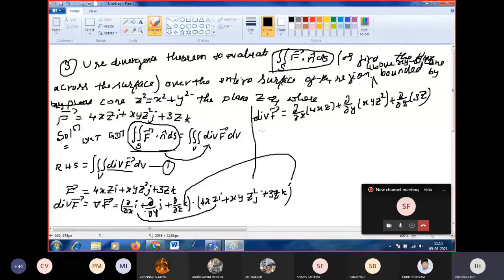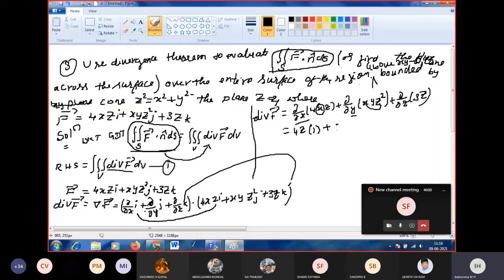Okay, now next. What is dou by dou x of 4xz with respect to x? What are all constants? 4z is constant, keep as it is. What's the differentiation of x with respect to x? 1. Plus dou by dou y with respect to y, x and z are constant.